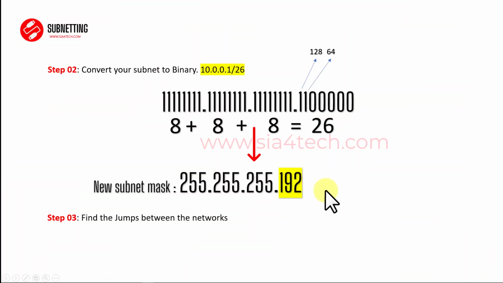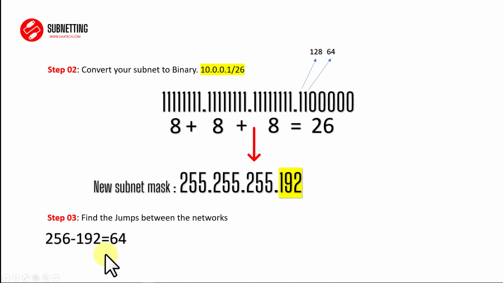The third step is finding the jumps between the networks using this new subnet mask. We always subtract this new subnet mask value from 256 to get a number, and starting from 0 we add this number to itself until we get all the jumps. So we have 256 minus 192 equals 64. So the magic number is 64. Starting from 0 we add 64 to itself. So 0, 64, 128, 128 plus 64 we get 192, 192 plus 64 we get 256. So these are the jumps between the networks.